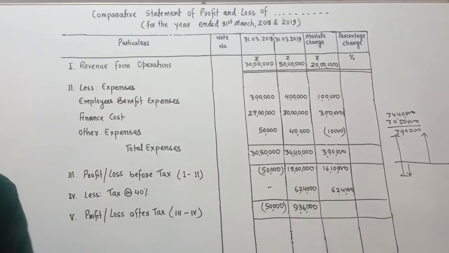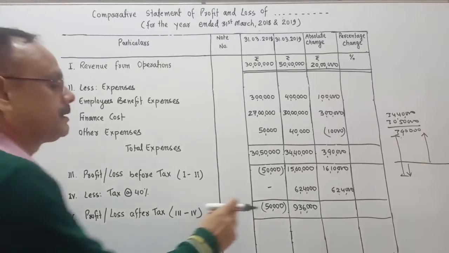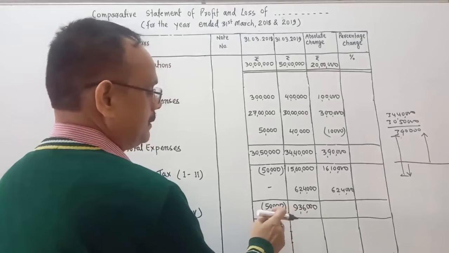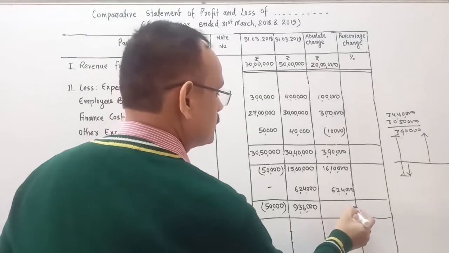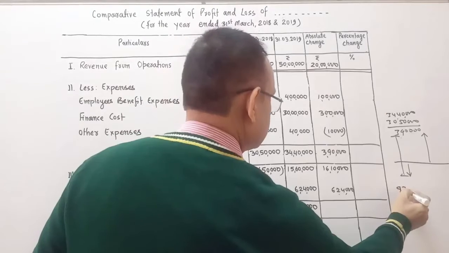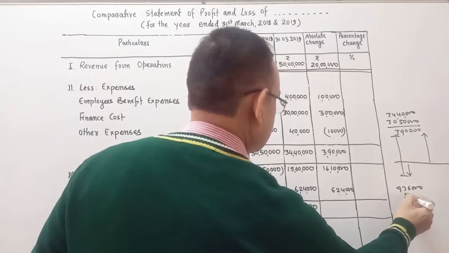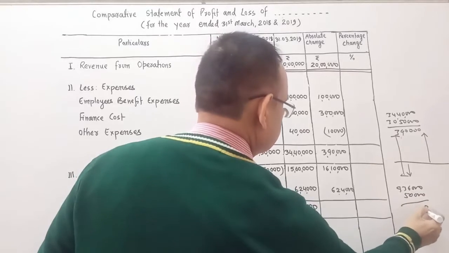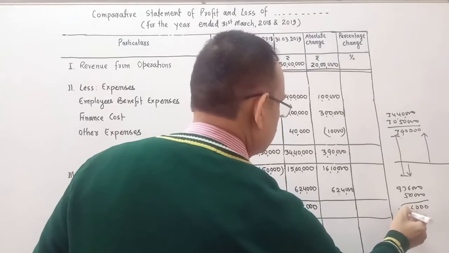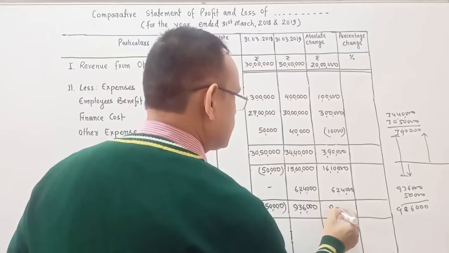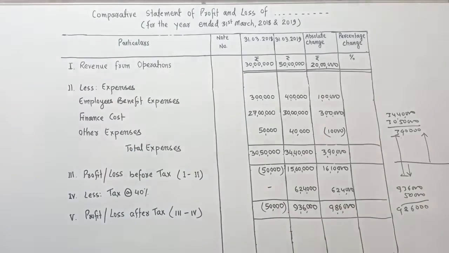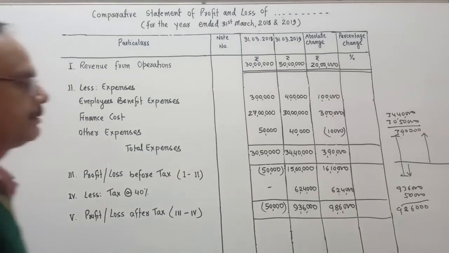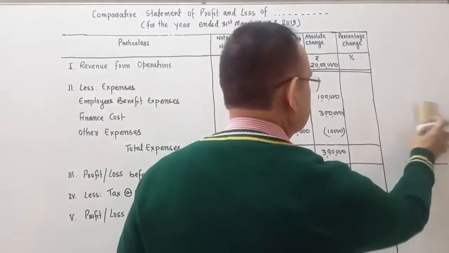So this is clear as far as the absolute change is concerned. Here it is 9,36,000 and this is minus 50,000, so you will add it. It is 9,86,000.